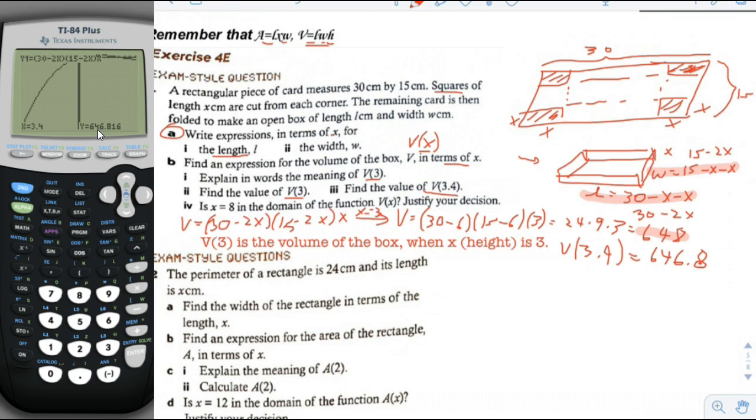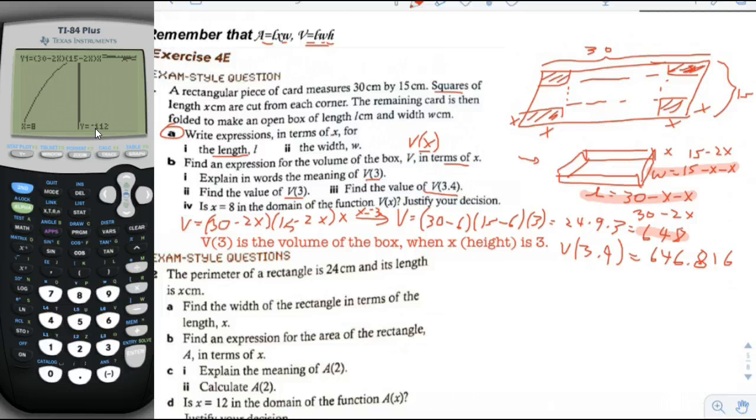Since it's an exact decimal, I'll go ahead and put 0.816. Then it says, is x equals 8 in the domain of the function V of x? Justify your decision. Okay, let's just try that. We're going to put trace 8 and see what happens. Oh, it tells me that y equals negative 112, which means that the volume of the box is negative, which means it does not exist. Now, why does that happen?